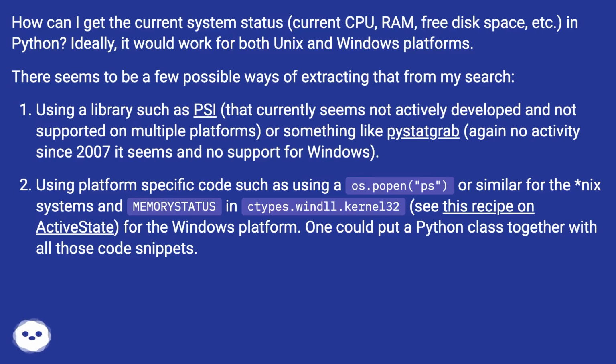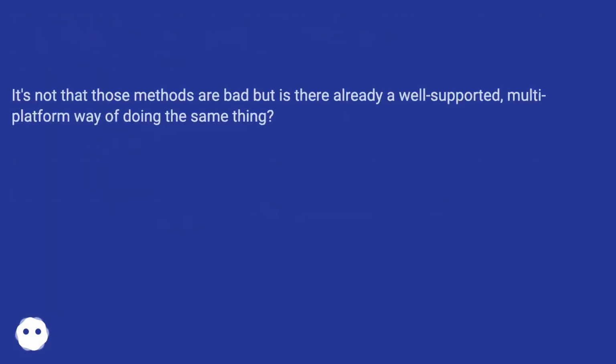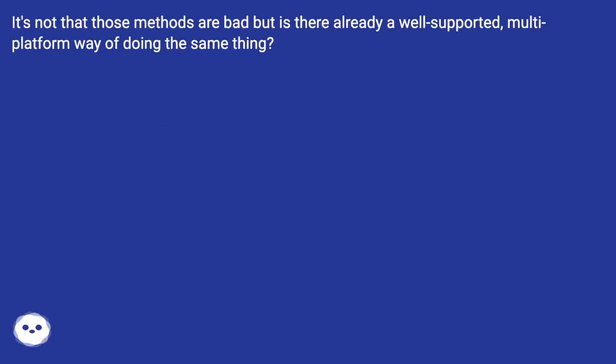Using a library such as PSI, that currently seems not actively developed and not supported on multiple platforms, or something like PyStatGrab, again no activity since 2007 it seems, and no support for Windows. Using platform-specific code such as using os.popen, ps, or similar for the *nix systems and memory status in ctypes.windll.kernel32, see this recipe on ActiveState, for the Windows platform. One could put a Python class together with all those code snippets. It's not that those methods are bad, but is there already a well-supported, multi-platform way of doing the same thing?